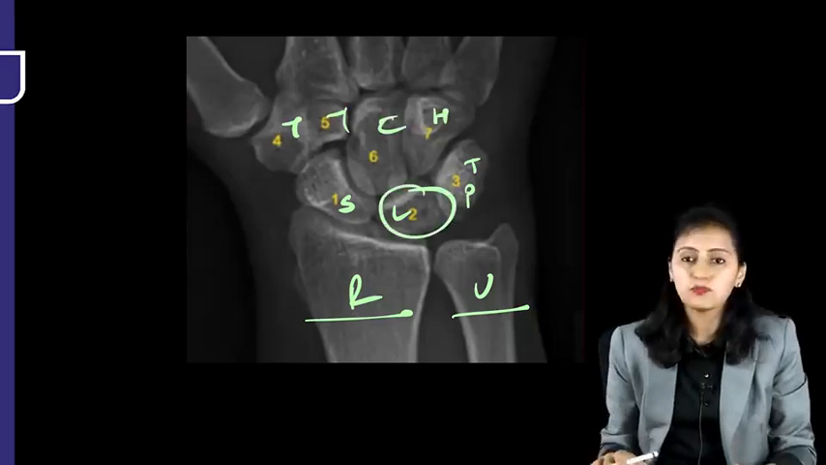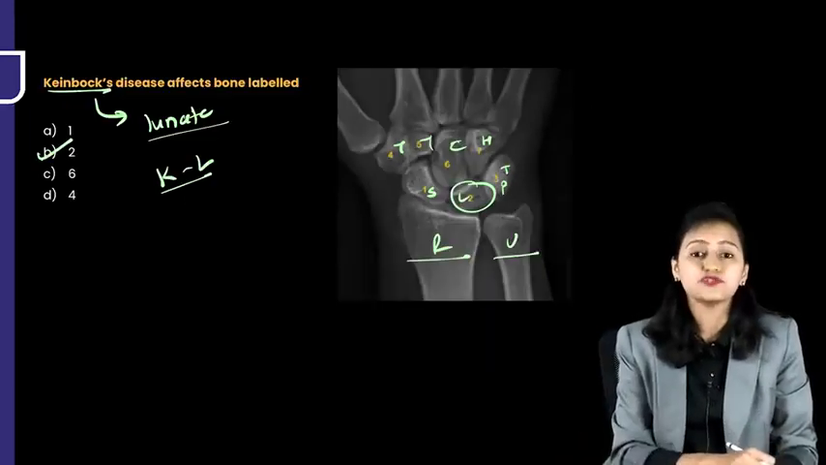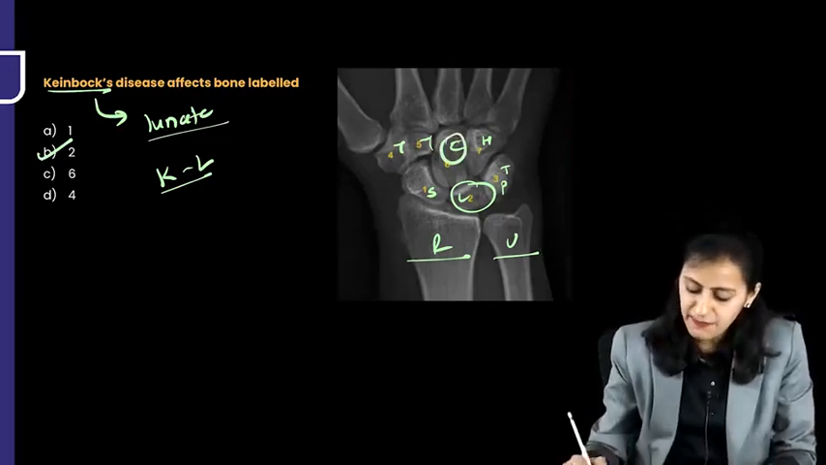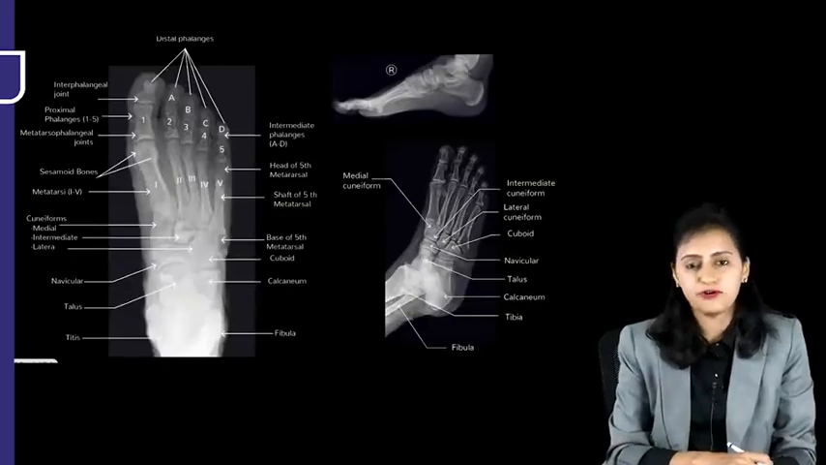So, this is the lunate bone labeled 2. So, the answer will be 2. Right? That is the Kienbock's. First bone to ossify is the capitate, last bone to ossify is the pisiform.